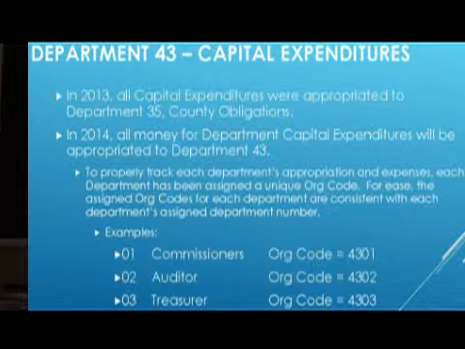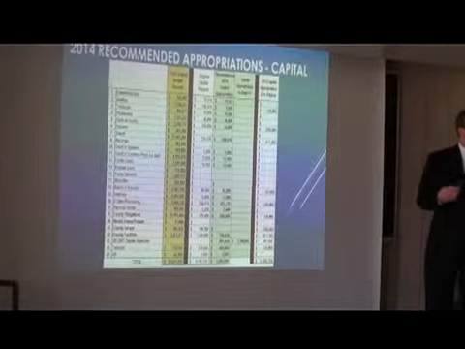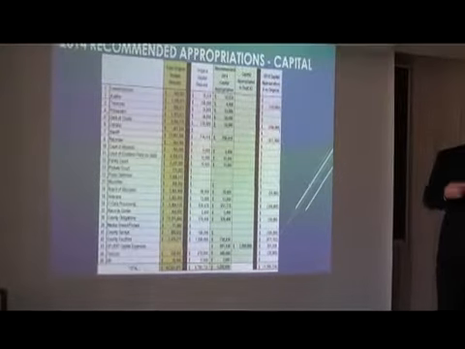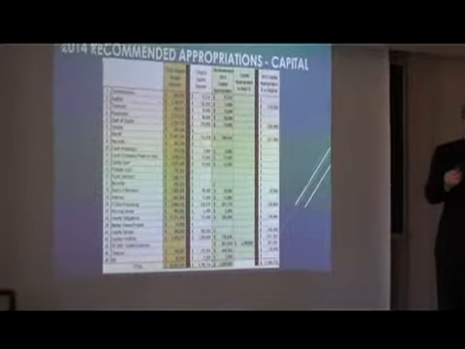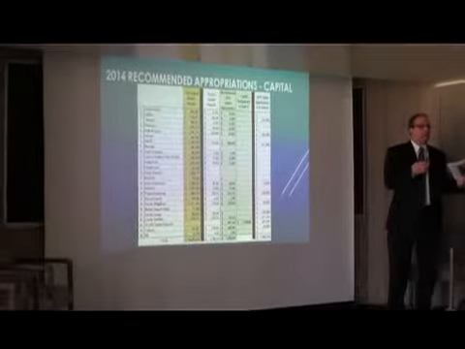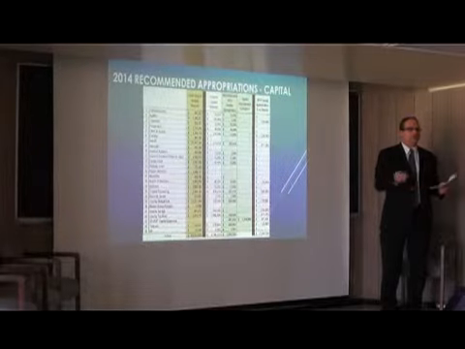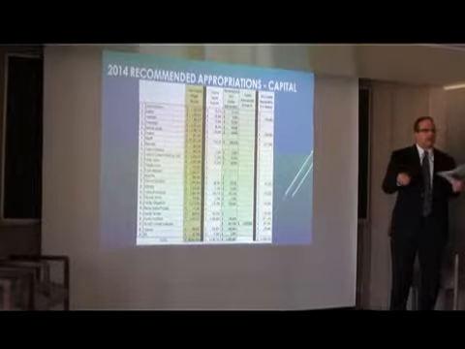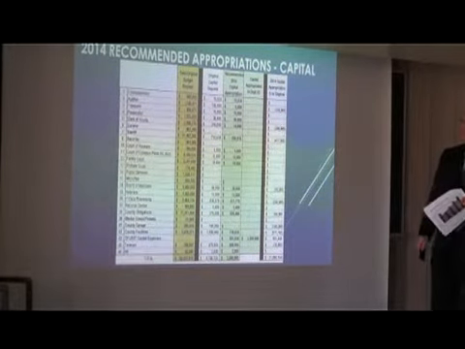In the past, capital was in various department budgets. Last year, we pulled capital out of the department budgets and we put everything into Department 35 for county obligations. Again, for department budgets, you can really just see your operational expenditures. And it really allows for looking at trends in history when you don't have those capital numbers bumping and spiking things at different places.